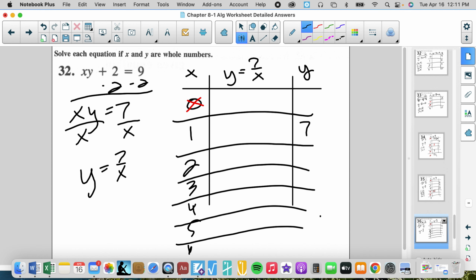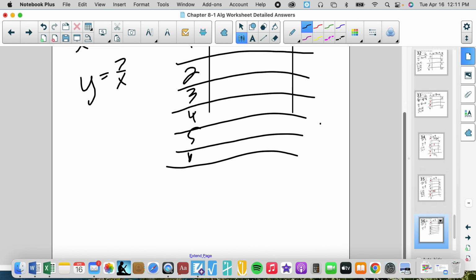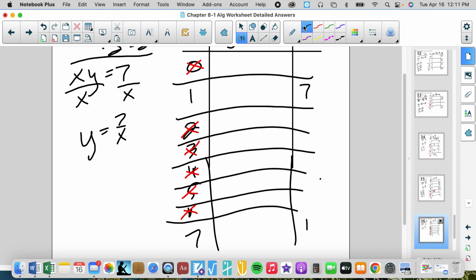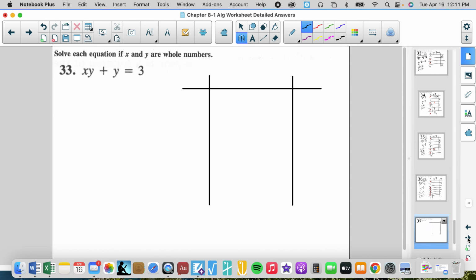5, no. 6, no. 7, yes. 7 gives you 1. So these are all no, no, no, no, no, no, yes. So you only have 2 solutions. You have (1, 7) and (7, 1). Don't know if you know why that's the case, but solve each equation for y in terms of x.